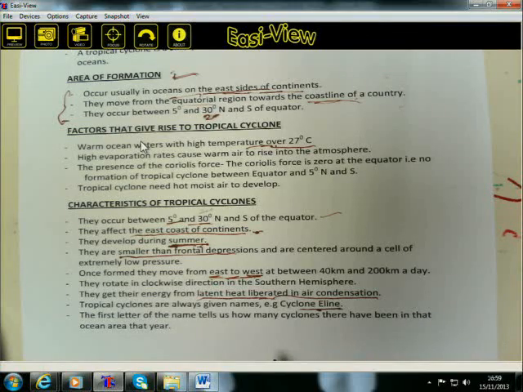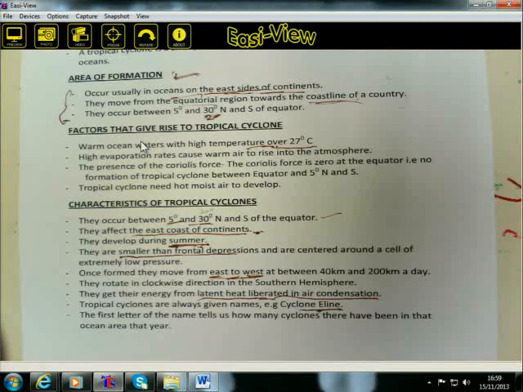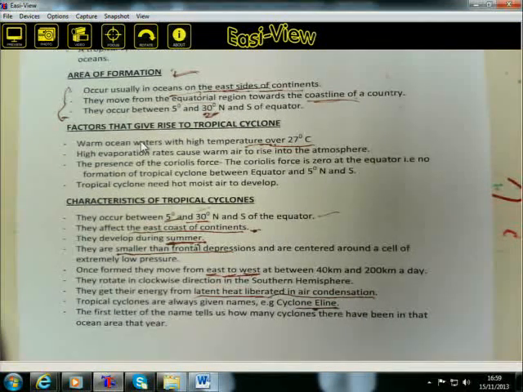Do you get it? Let's try to explain again. We are saying tropical cyclones are always given names. For example, cyclone Eileen. Look at the first letter. The first letter is E, and E is the fifth letter of the alphabet. Meaning that cyclone Eileen is the fifth tropical cyclone to occur in that area in that particular year.